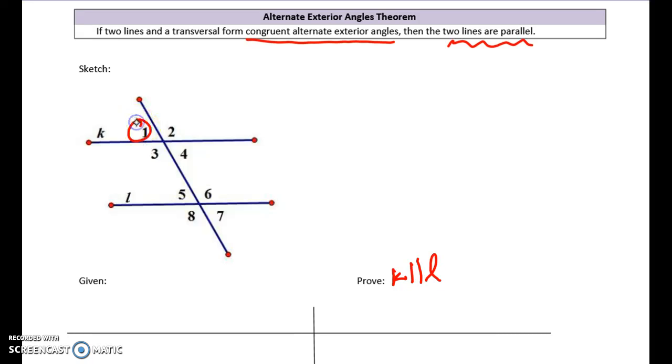And for my given statement, I need a pair of congruent alternate exterior angles. So I like 1 and 7 for my alternate exterior angles. You could also choose 2 and 8. Doesn't matter. So I'm given that angle 1 must be congruent to angle 7. Those are my congruent alternate exterior angles.